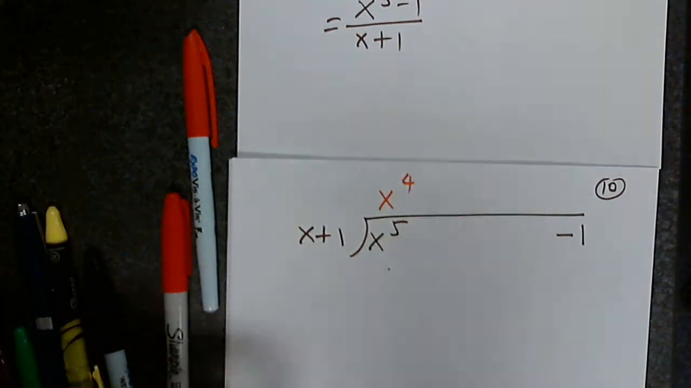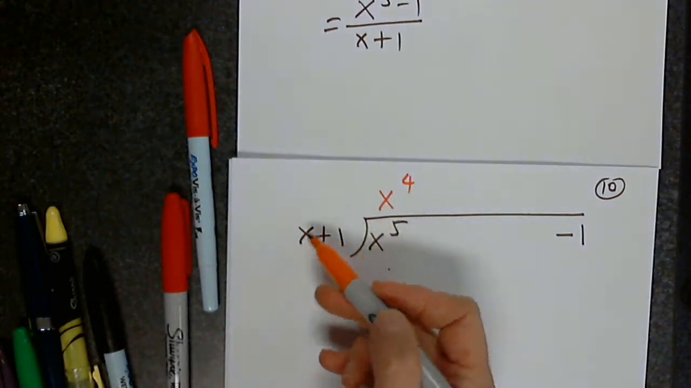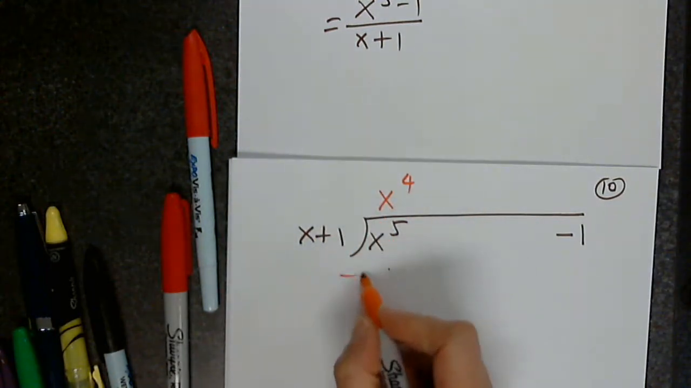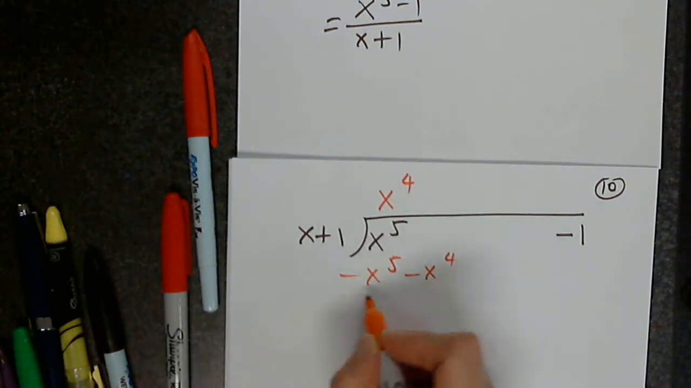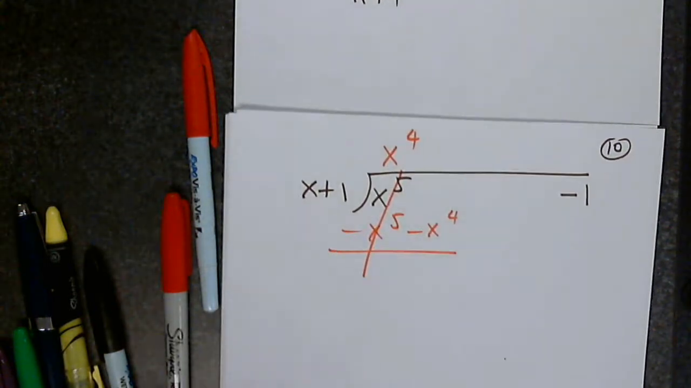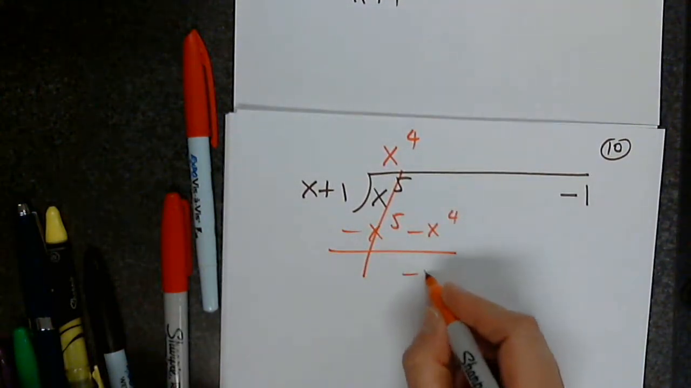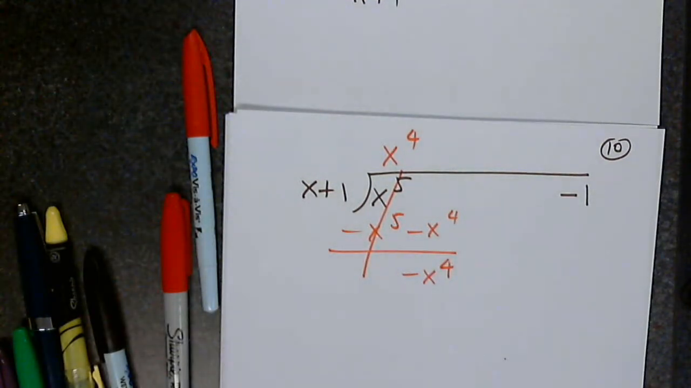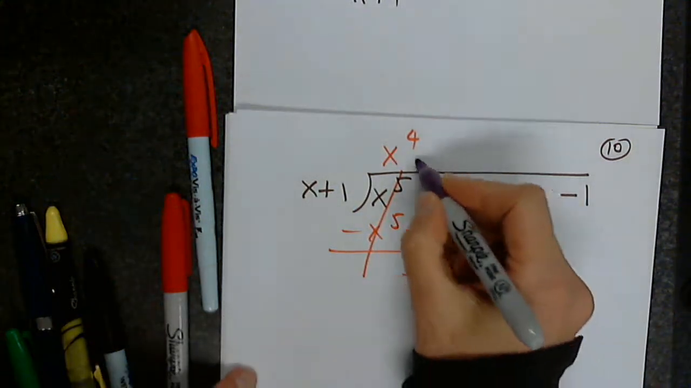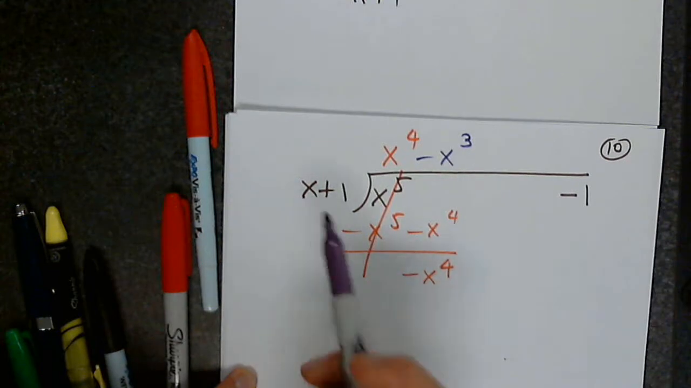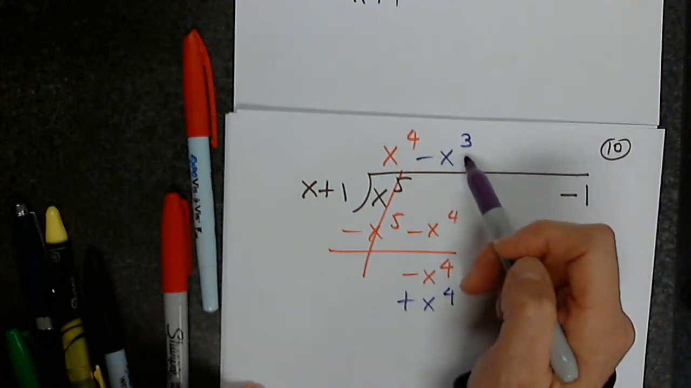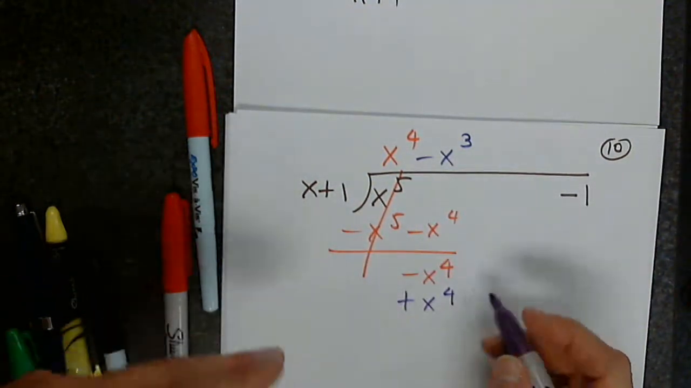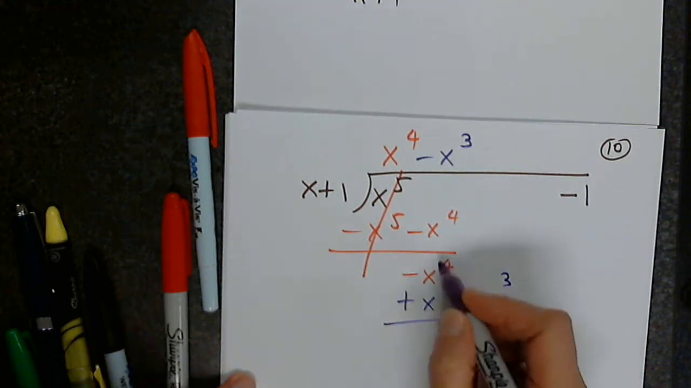Yes? To x to the 5th, but I have to change the sign. Then x to the 4th, but I have to change the sign. I bring down the next in line. X times what is negative x to the 4th? Very good, excellent. Negative x cubed times x. Negative x to the 4th, positive x to the 4th. Negative x to the 3rd times 1 is negative x to the 3rd plus x to the 3rd.